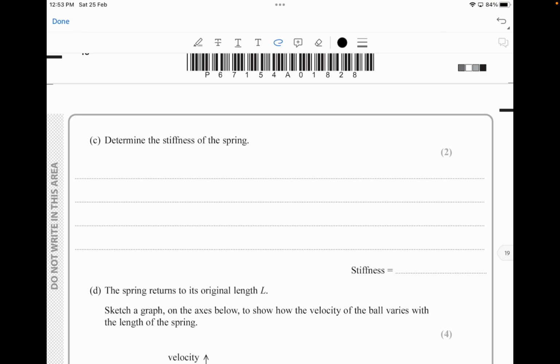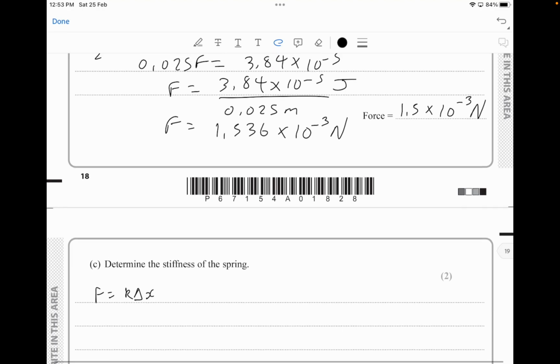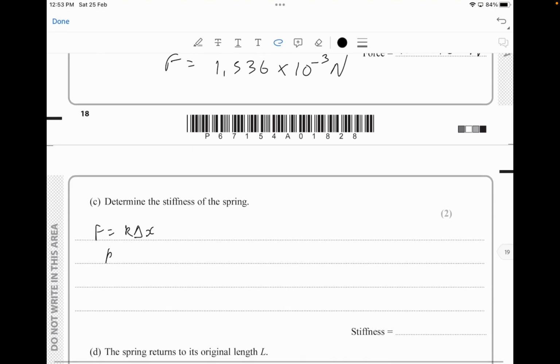We have to find out the stiffness, so you don't need to use the Young modulus in this case. Actually, what you're going to use is just Hooke's law. Hooke's law is F = kx, so F is equivalent to k times the change in x. We know the force in this case is 1.536. So all we need to do to determine the stiffness of the spring is take the force divided by the change in x.